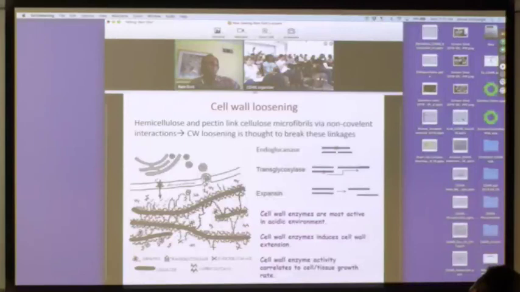The most important and famous cell wall loosening enzymes are called expansins. The mechanism of their action is still unclear, but the popular idea is that they break non-covalent interactions between cellulose microfibrils, mediating creep. Interestingly, these cell wall enzymes require an acidic environment, and so the cell wall acidity, which is in turn regulated by proton pumps, is an important part of cell wall expansion, and certainly cell wall enzyme activity correlates with growth, as you would expect if you need to generate extensibility.